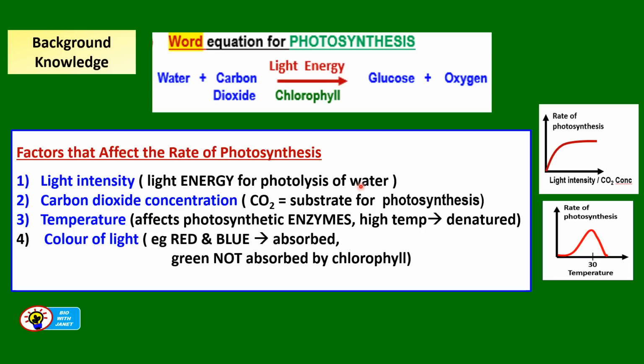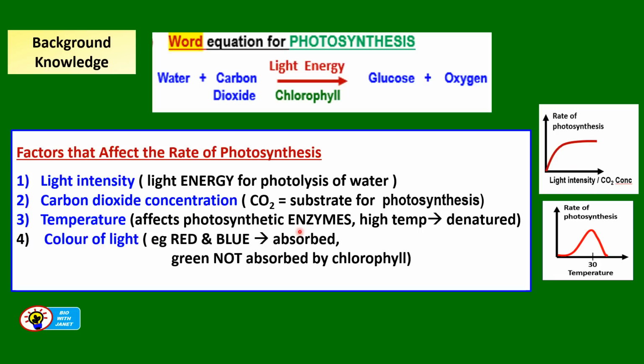So now let's look at the graph. The graph goes upwards and then it levels off. So as the light intensity increases, the rate of photosynthesis increases until a certain level. Then it levels off because of the limiting factors. Now, carbon dioxide concentration. Carbon dioxide is important because it's one of the important substrates for photosynthesis. So again the graph is similar to that of light intensity. As the carbon dioxide concentration increases, the rate of photosynthesis will increase until a certain level.